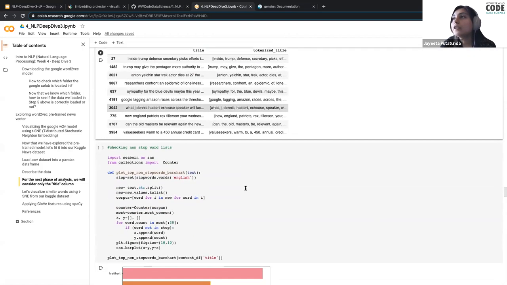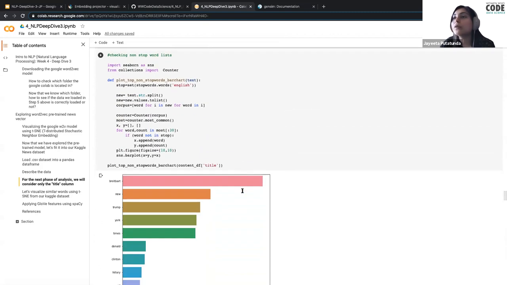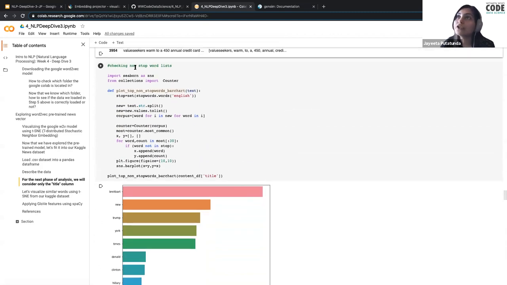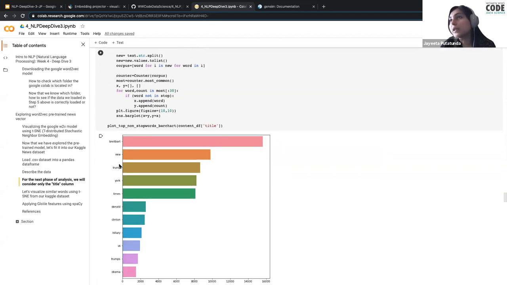So let's look at what data we have right now. I did this section checking the non-stop word lists to see if there are some words that have been mentioned too many times in the titles that we might need to remove, or might need to consider adding to our general stop word list.